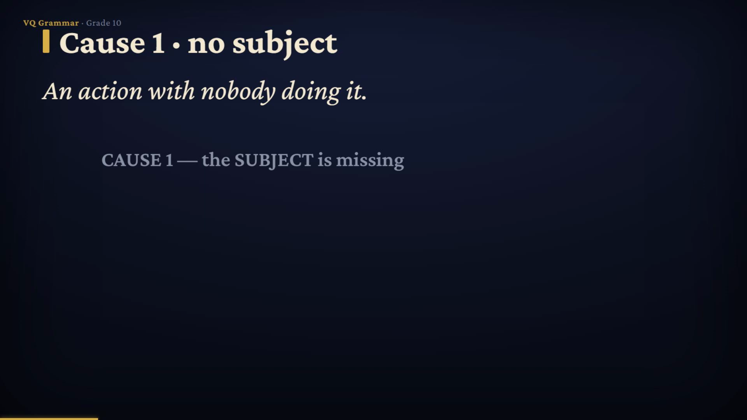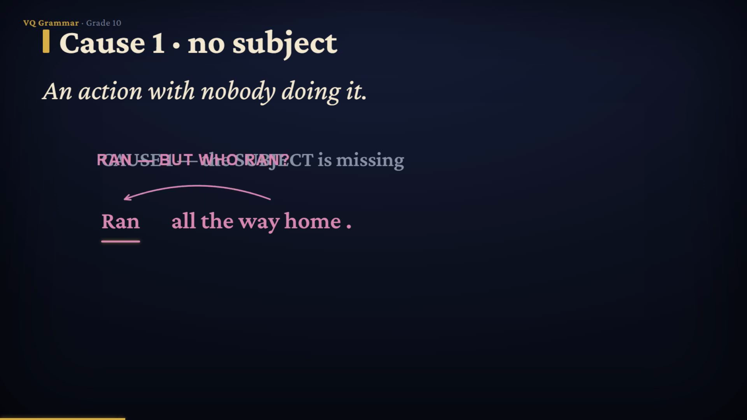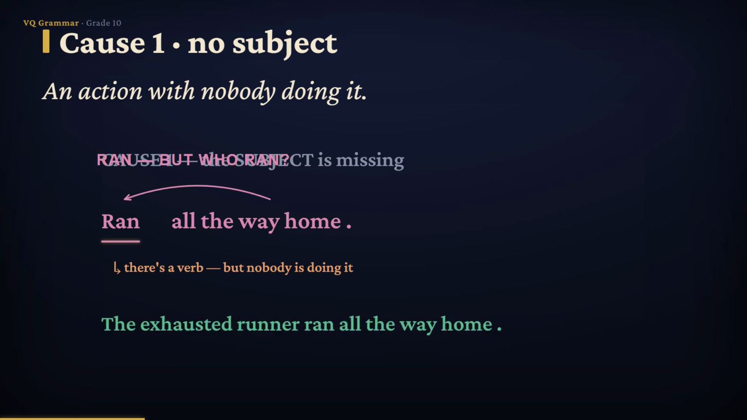The first cause of a fragment is a missing subject. Take our example again. Ran all the way home. There is an action word sitting right there, ran, and there's even a place, all the way home. But ask the one question that matters. Who ran? Nobody. The sentence hands you an action with nobody attached to it, and your brain immediately reaches for a name that never arrives. So how do we repair it? We supply the missing subject. The exhausted runner ran all the way home. Now somebody is doing the running, and the thought closes.